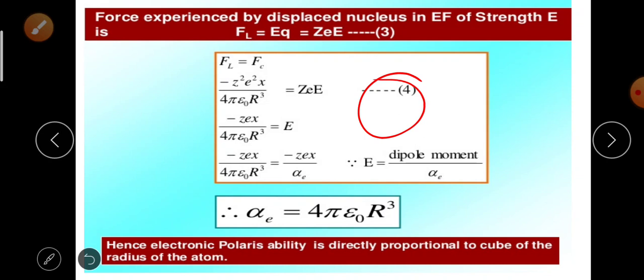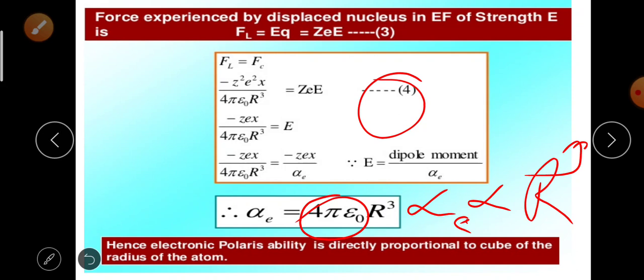Minus Zex/(4πε₀r³) is equal to minus Zex/αE, since E is equal to dipole moment by αE. Therefore αE is equal to 4πε₀r³. Hence the electronic polarizability is directly proportional to the cube of the radius of the atom. Alpha is equal to 4πε₀r³. Here 4πε₀ is constant, then αE is directly proportional to r³. Hence the electronic polarizability is directly proportional to the cube of the radius of the atom.